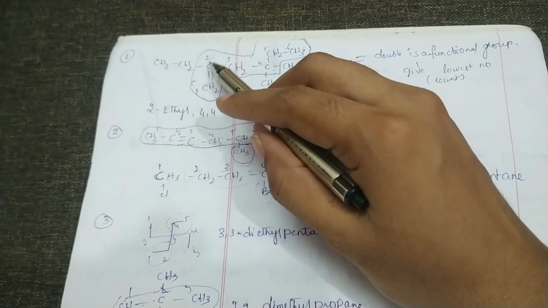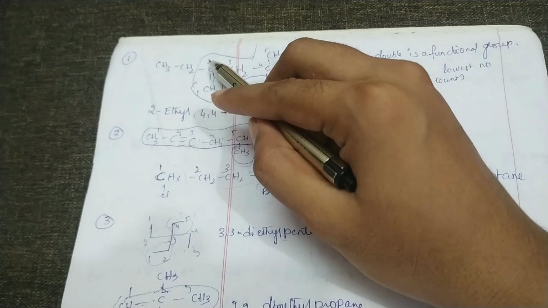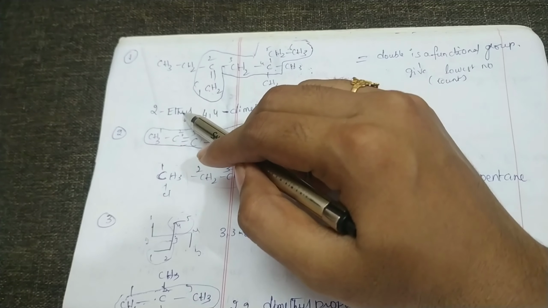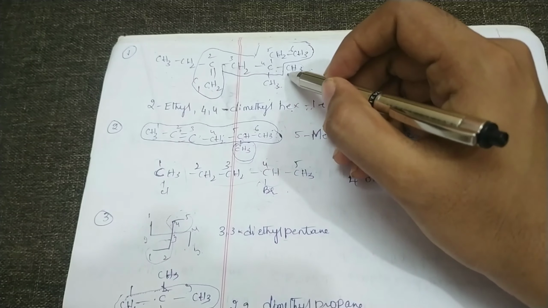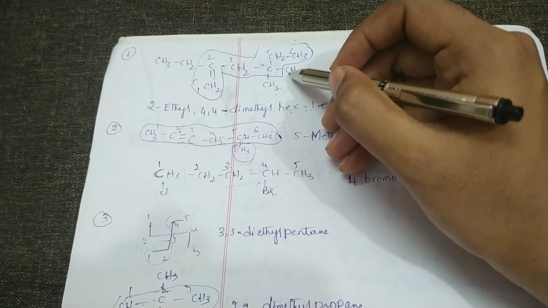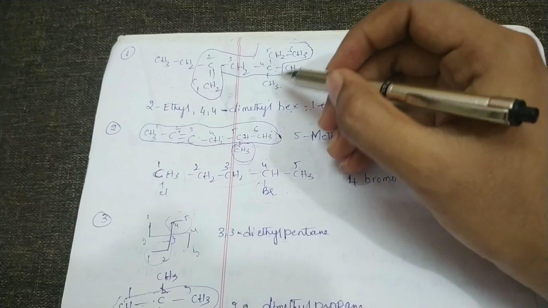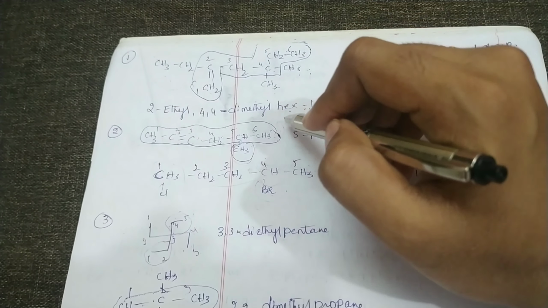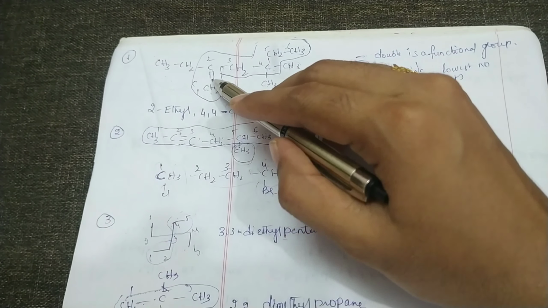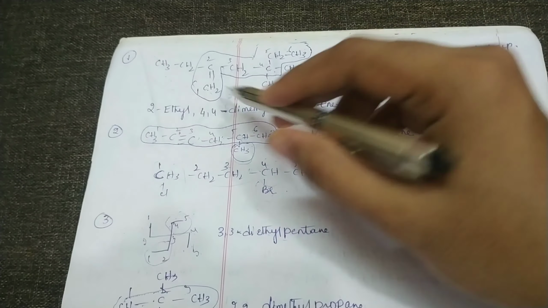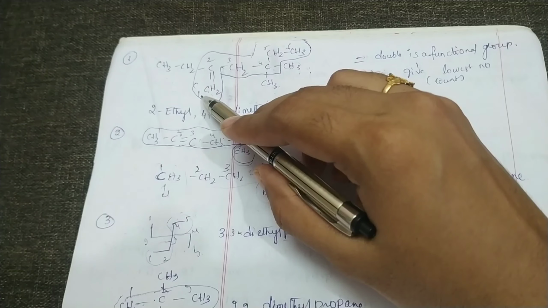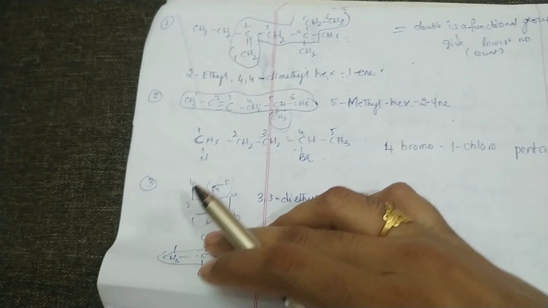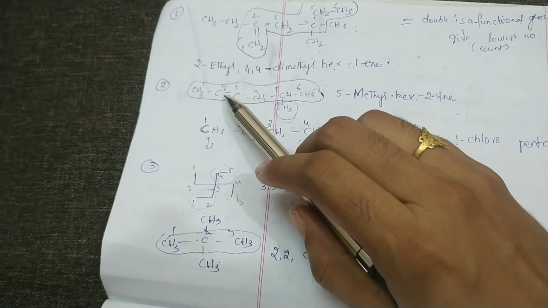Here 1 2, in the second position the ethyl group is present, so we will write 2-ethyl. In the fourth position, 2 methyl groups are present, so we will write dimethyl, 4 comma 4-dimethyl. 6 carbons means hex. Double bond means ene. In which position? First position, 1-ene. Now we will write the name for this compound.